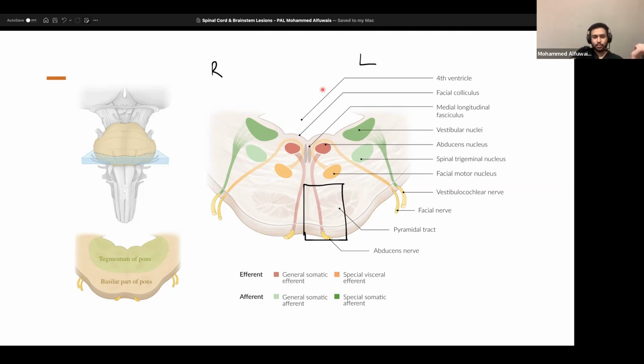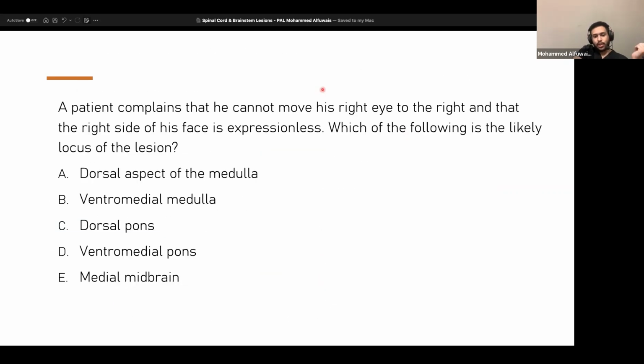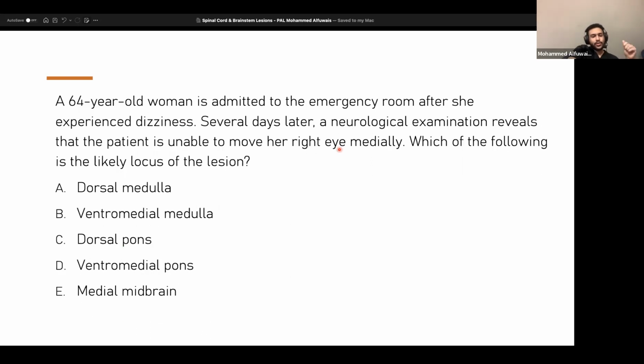Yes, no problem. So that's done. So it is C. Okay. Now, a 64-year-old woman is admitted to the emergency room after she experienced dizziness. Several days later, a neurological examination reveals that the patient was unable to move her right eye immediately. Which of the following is a likely locus of the lesion?